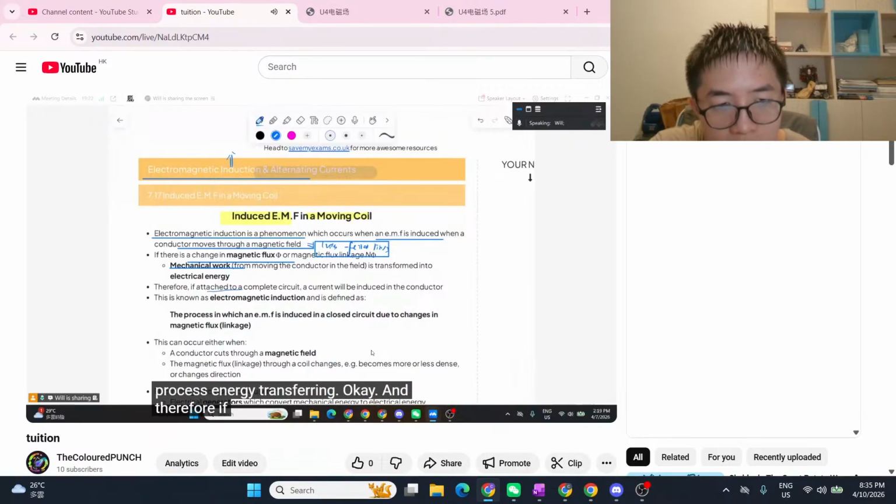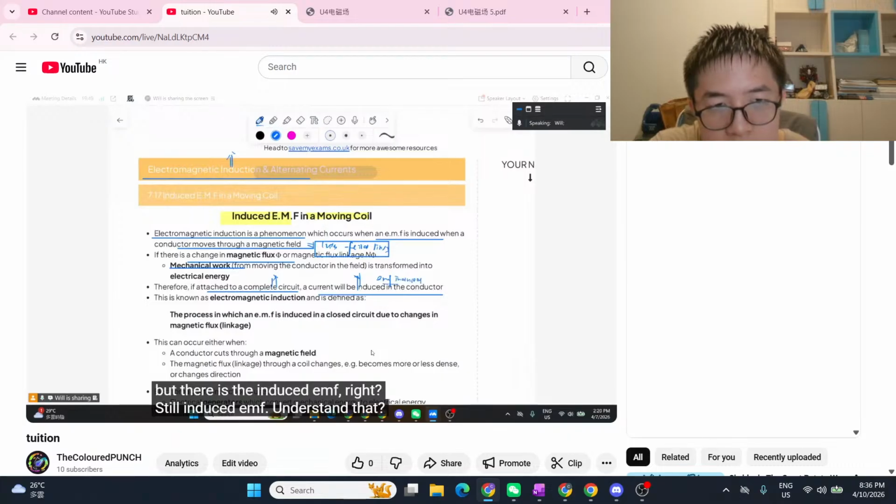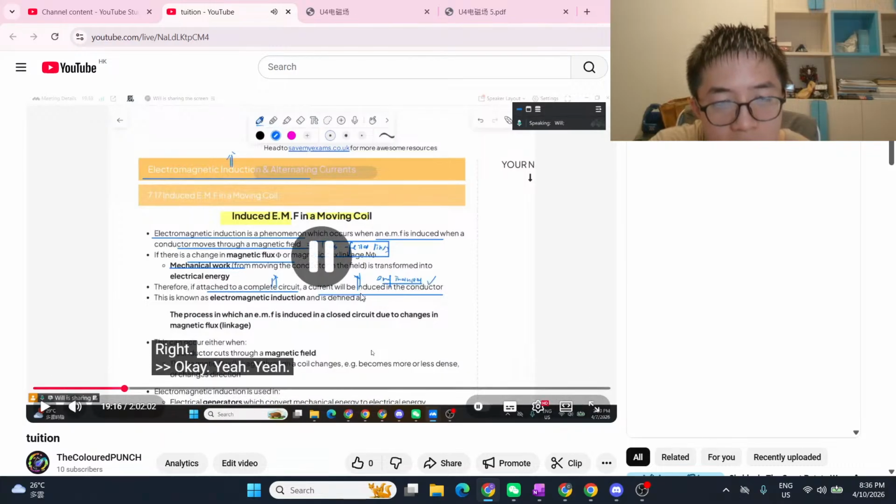And therefore if I attach a complete circuit, the current will be induced in the conductor. So if there is a closed circuit, the current will be induced. But if there is no closed circuit, there is still an induced EMF. Understand that? Right?